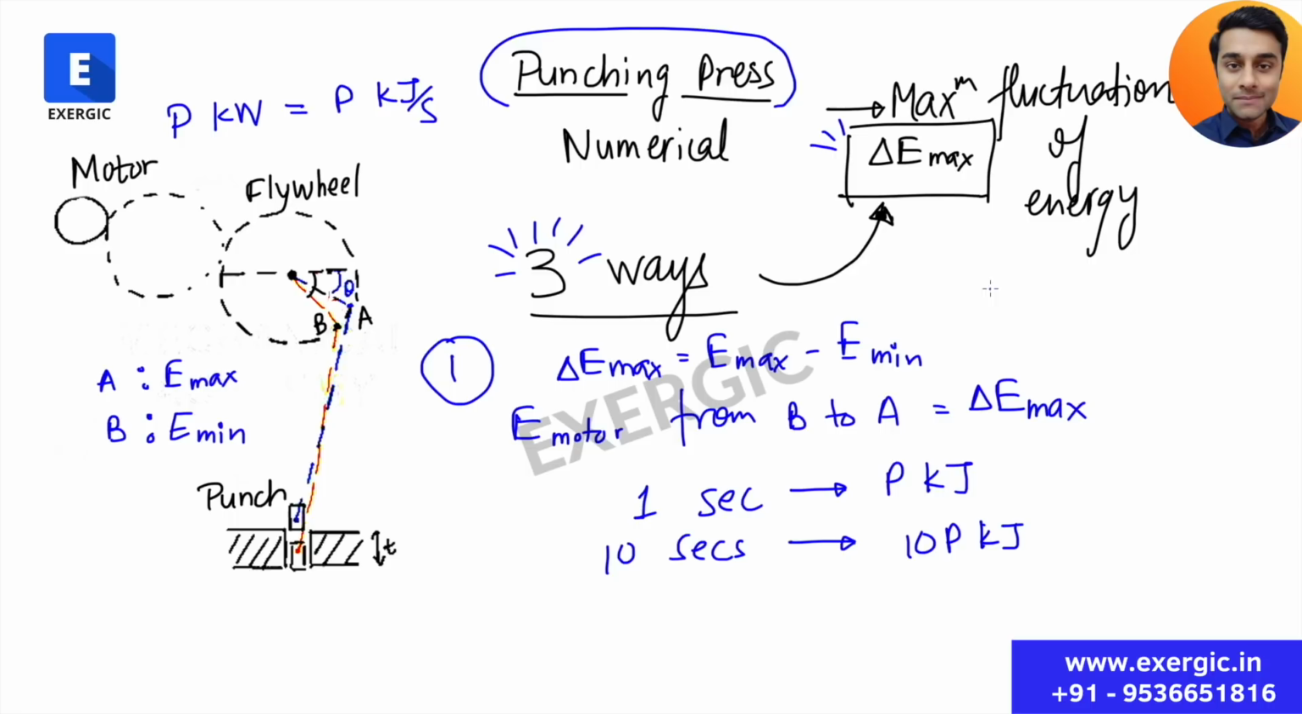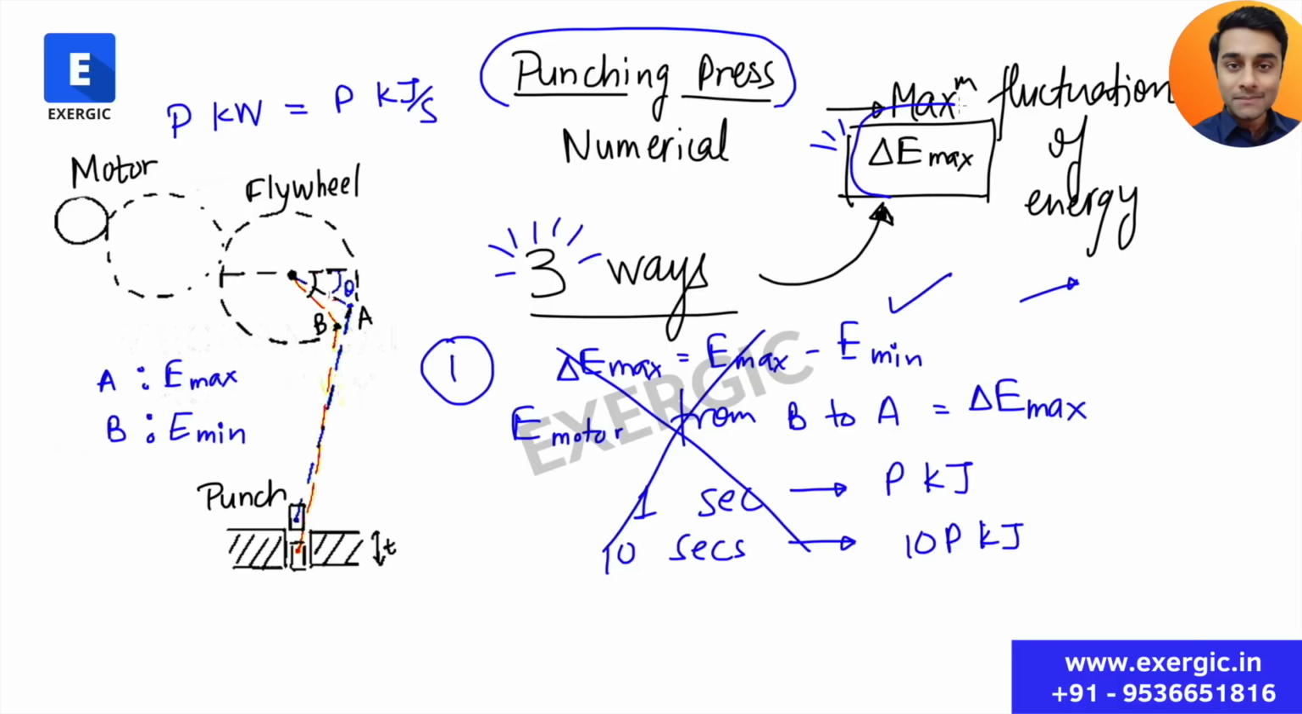There can be some problems where you cannot apply the first way, because the data given to you in the question will be totally different, where this cannot be used. In some of the methods, even the second way will not work. But if you know all three ways, trust me, there will not be even a single question from punching press that you will not be able to solve.